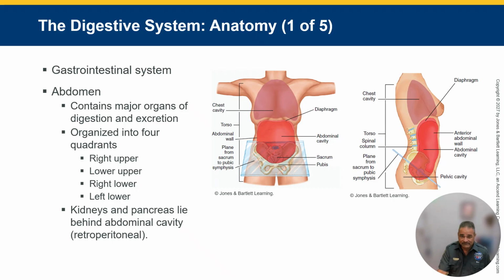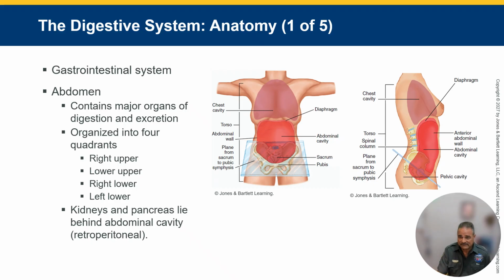The abdomen is divided up into those four quadrants. We've talked about this before. Right upper quadrant, left upper quadrant, right lower quadrant, left lower quadrant, and so on. The organs in those areas, and these are testable materials: the right upper quadrant contains the liver, gallbladder, and a portion of the colon. The left upper quadrant contains the stomach, the spleen, and a portion of the colon. The colon that we're talking about is the transverse colon.